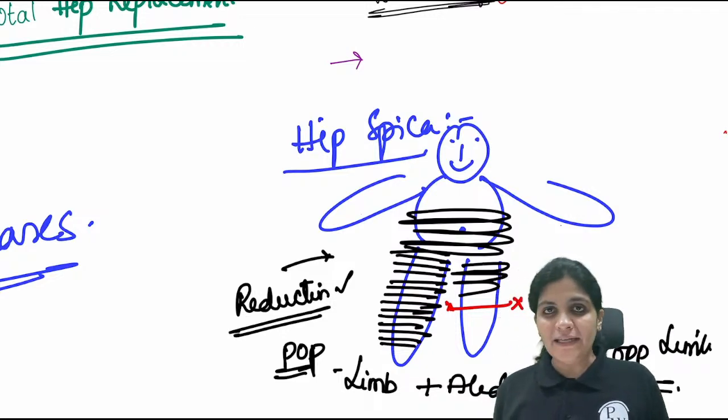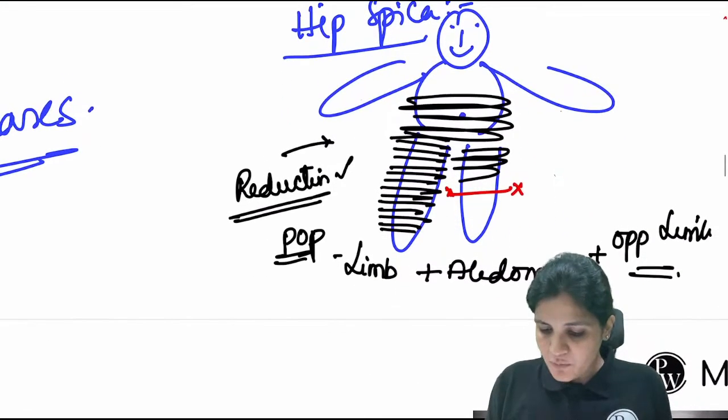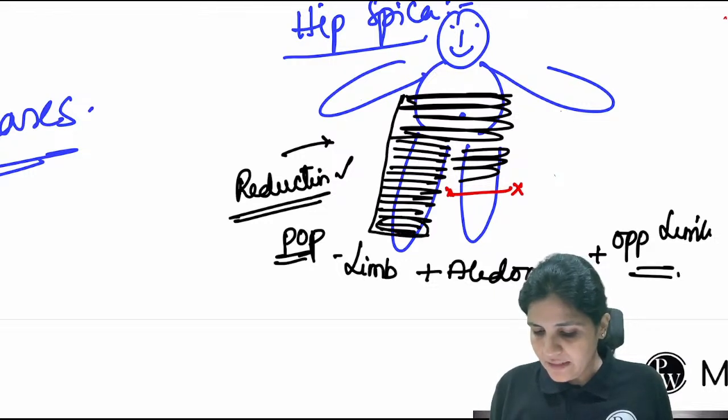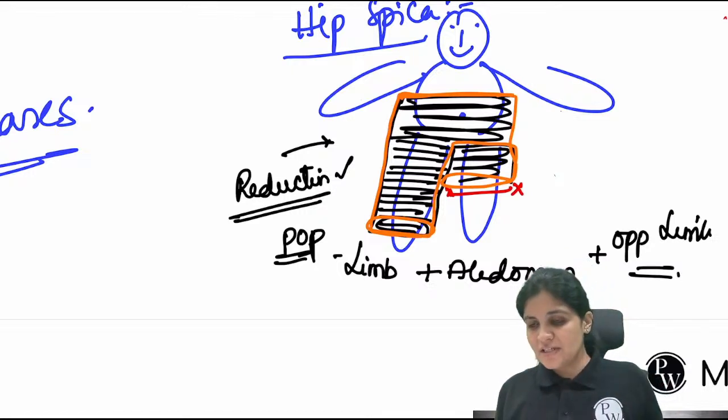So this is called the hip spica. The patient will have the plaster cast from here. This is the cast. This is the hip spica.